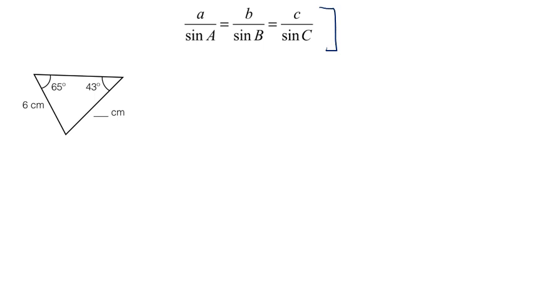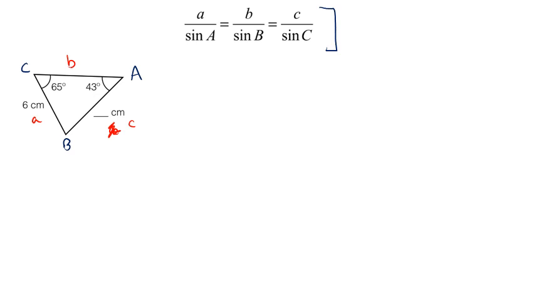So, step 1, label up your sides. Doesn't really matter how. I am going to say angles are A, B, and C. And so therefore my matching sides are a, b, and c. Now it looks like that.